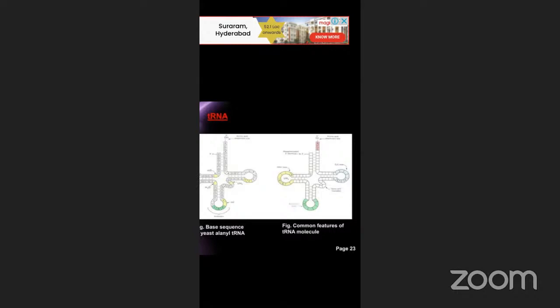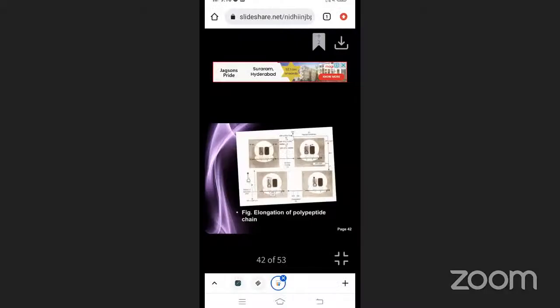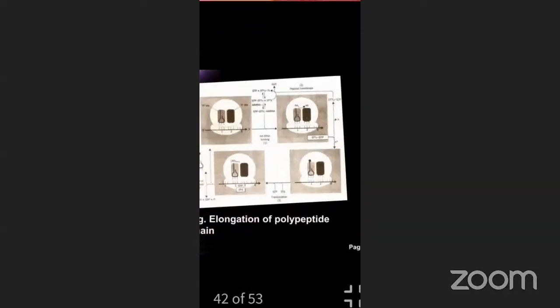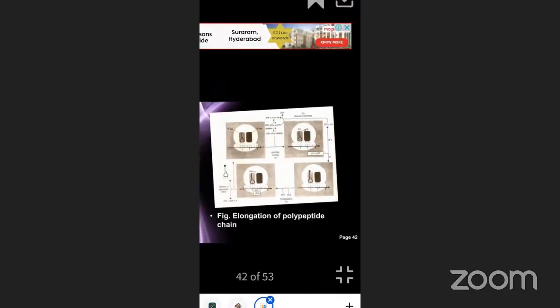So next one, the proteins. So here the proteins are organic compounds. See here, this is the polypeptide chain.